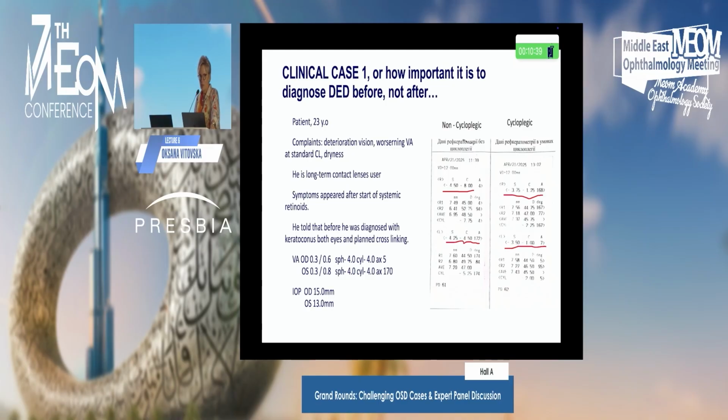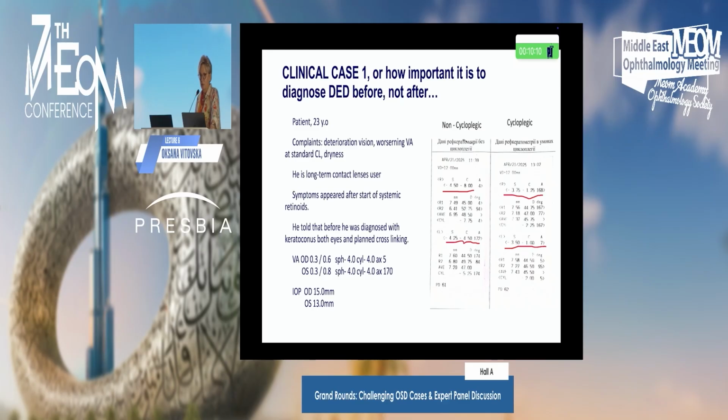The first one is a 23-year-old patient who complains of deterioration of vision, worsening of visual acuity with his standard contact lenses, and dryness. He is a long-term contact lens user, and symptoms appeared after he started systemic retinoids. He told us that before he was diagnosed with keratoconus in both eyes, and he planned cross-linking.